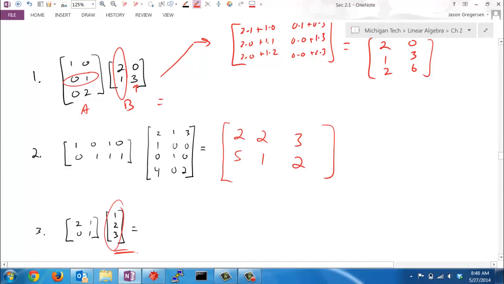So let's talk about that a little bit more here. Let's look at number 2. What's the dimension of that first matrix?